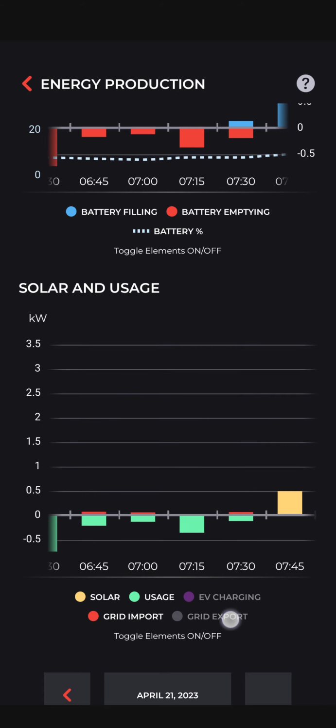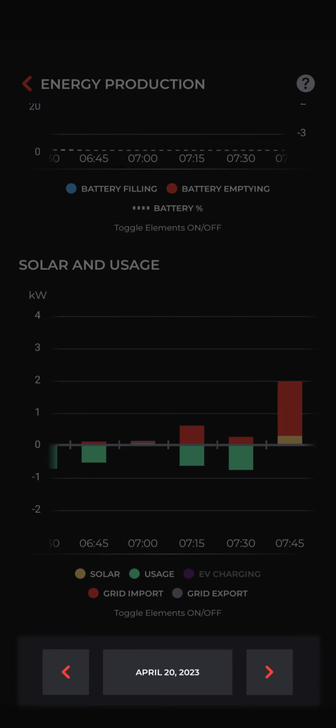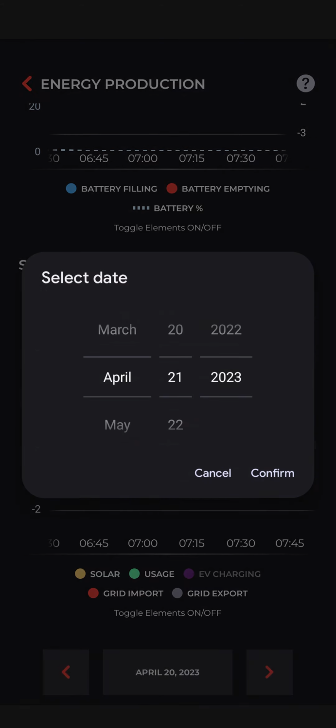To change the data in the graphs to display different days, there is a selector at the bottom of the screen. You can move back and forward with the left and right arrows, or select a specific day from the calendar by tapping on the date in the middle.